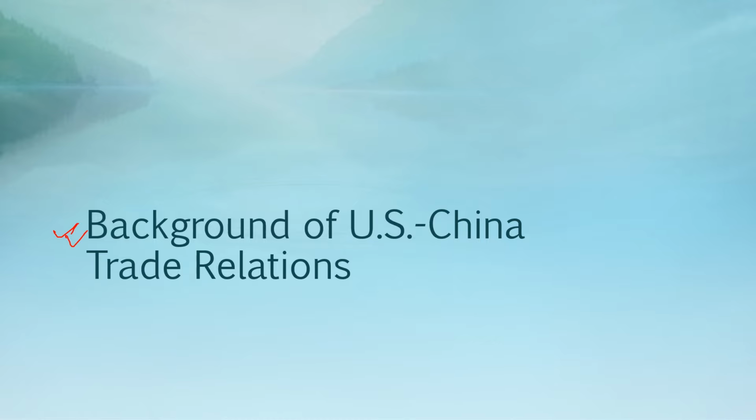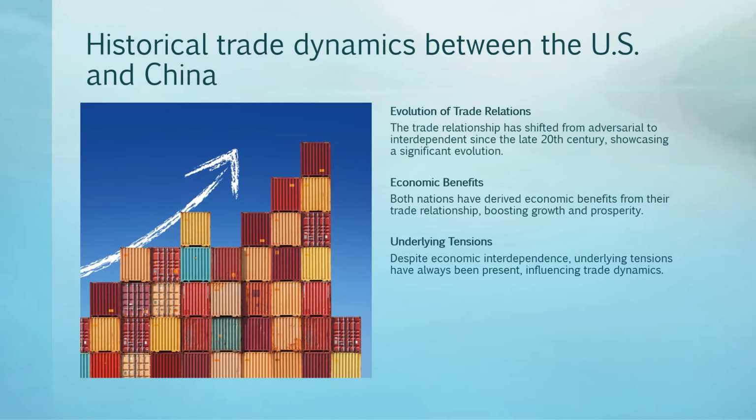The trade relations have shifted from adversarial to interdependent since the 20th century. Between the US and China, both the countries have economically benefited from each other, and that is why the trade relation has a long history between these two countries. And obviously along with the trade, their mutual tension also continued. So parallelly trade and parallelly tension also continued.